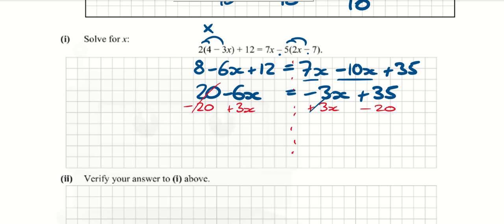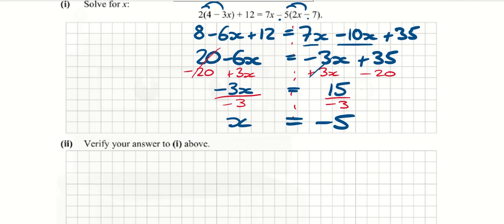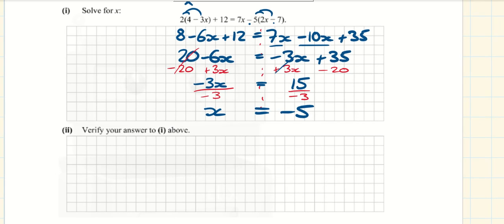So minus 6x plus 3x gives you minus 3x, and equals 35 minus 20 is 15. Very straightforward. Divide by what's in front of the x, minus 3, minus 3. And we get x equals minus 5. It's important to note that it's a minus 5 because you're dividing by minus 3 here. Okay, so it says then verify your answer. That means to sub x back in. So we need to sub x back into the original.